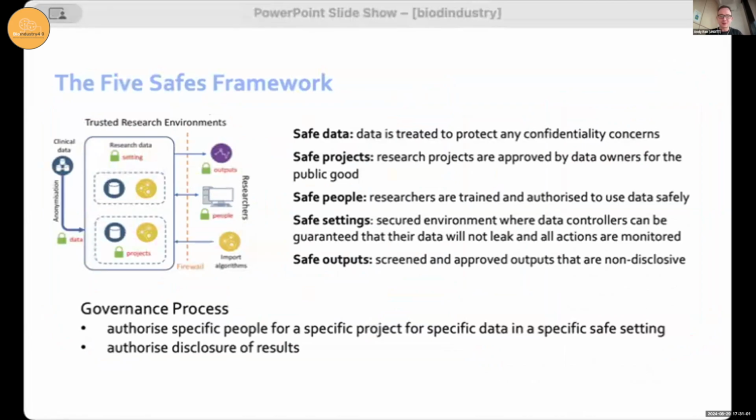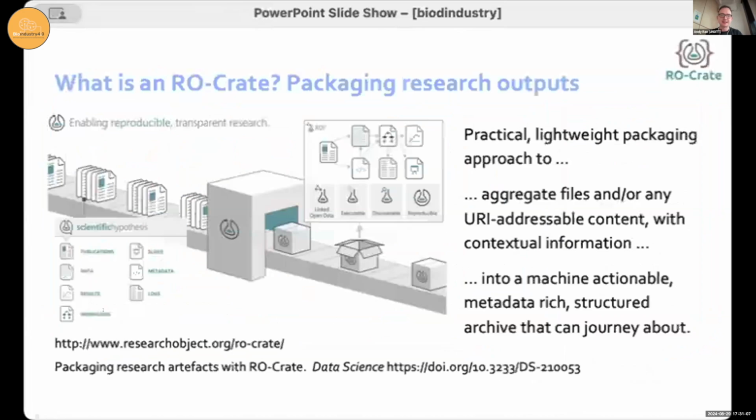So I'll skip over that. I feel as though Christian did a great job of explaining that, and I have nothing to add. However, one such technology we use to support that framework is an RO crate.